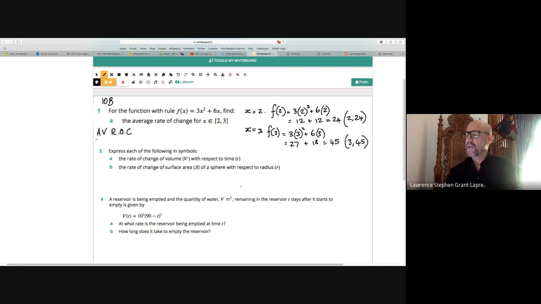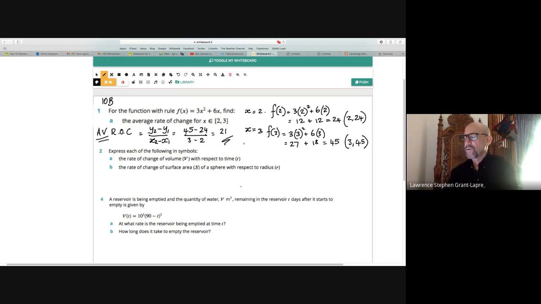the average rate of change is y2 minus y1 over x2 minus x1. y2 is 45, y1 is 24. From x values of 3, take away 2. So it's 21 over 1. So the average rate of change is 21.